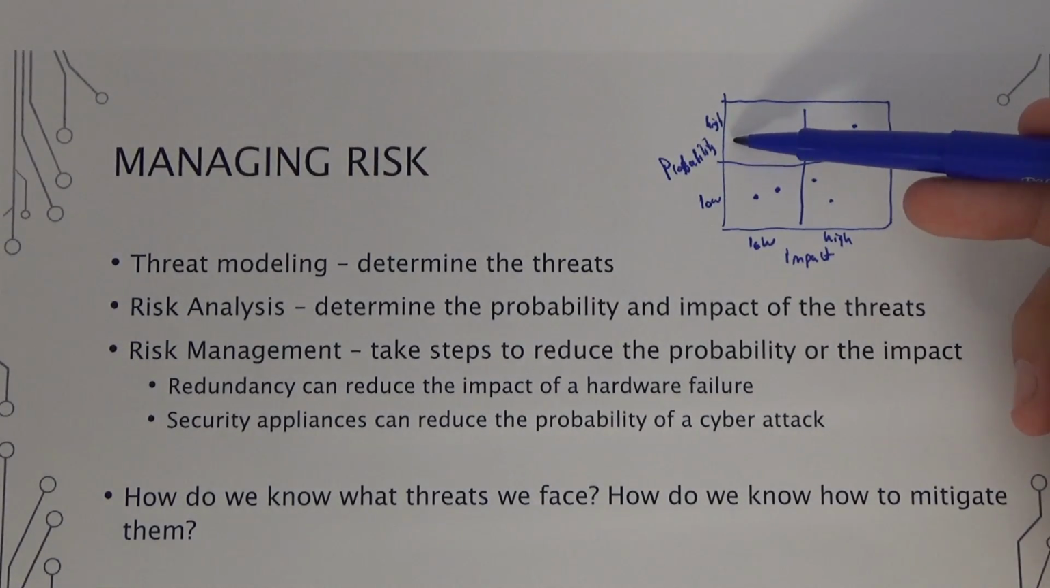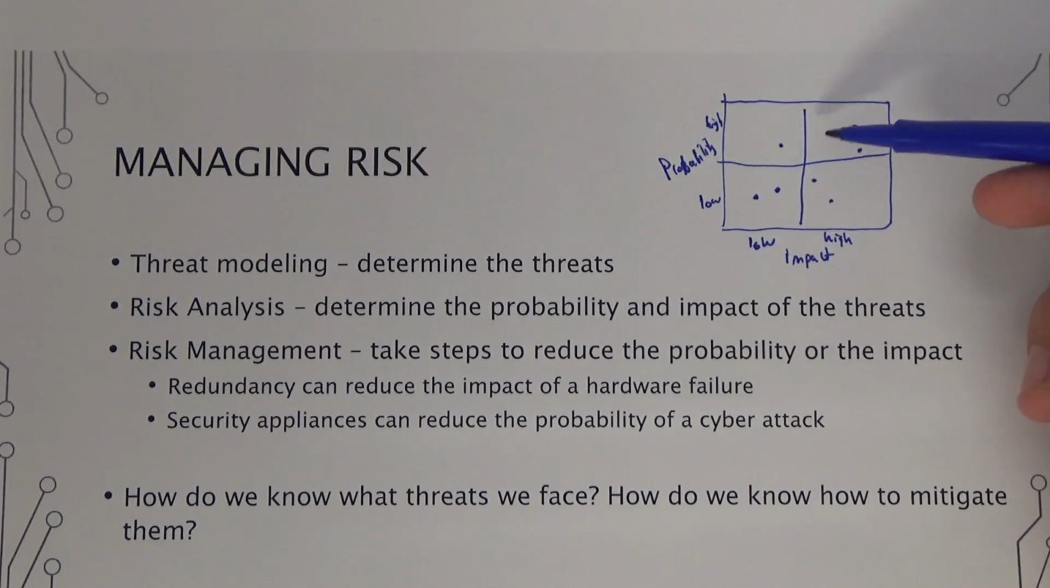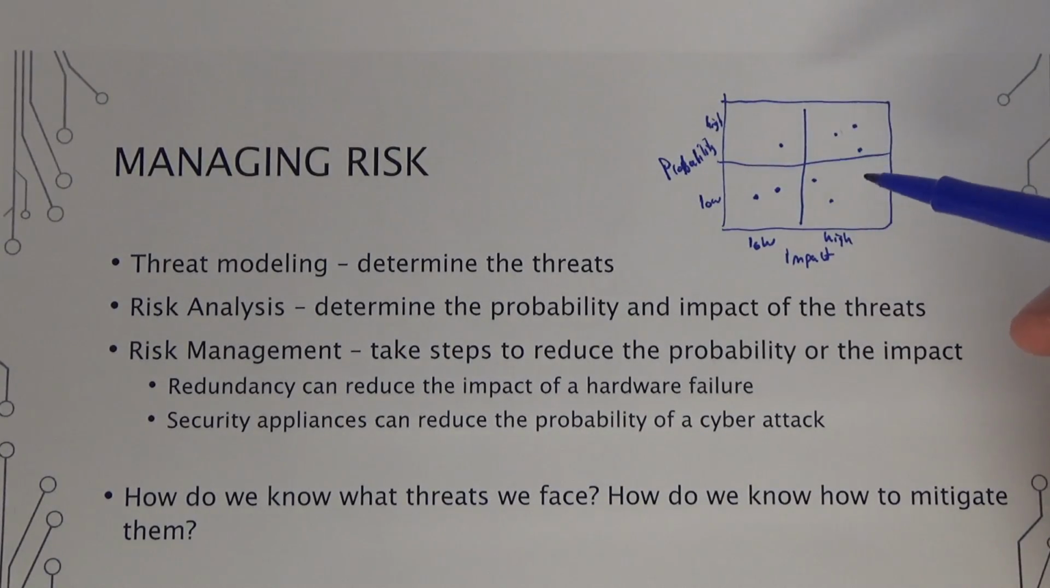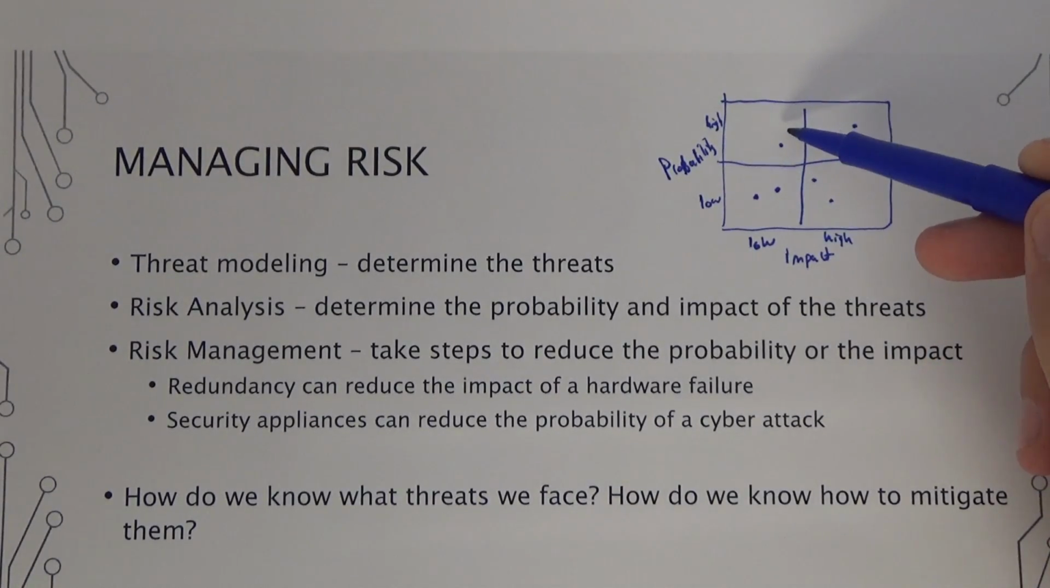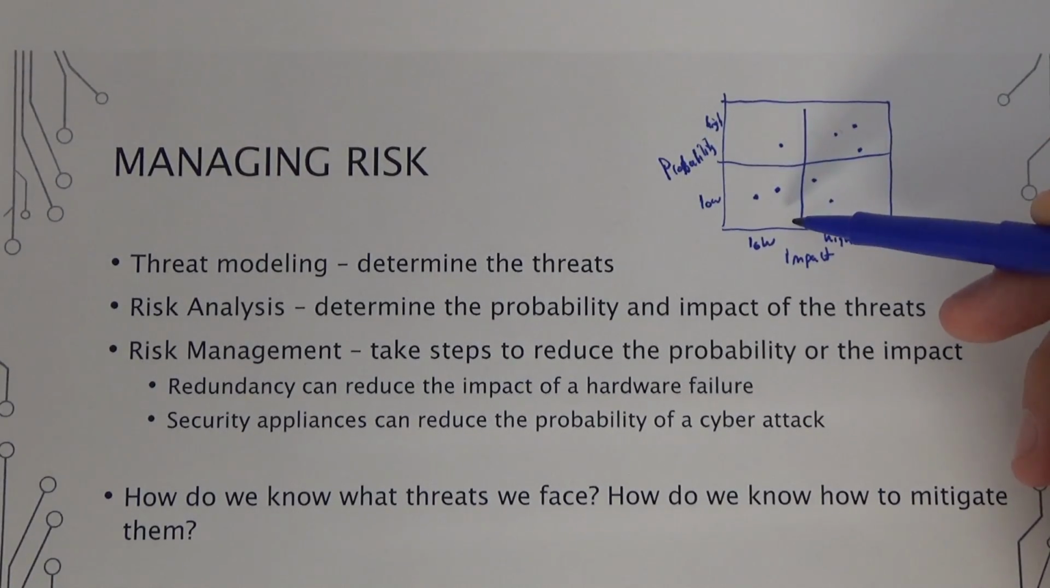If we moved our facility out of the location where lightning strikes are a high probability, we might also be able to move it down to a low probability. So in that way, we've taken a threat, which was a high impact, high probability, added redundancy or moved physical locations, and moved it down into a low impact, low probability. Security appliances are another way to reduce the probability of certain events, such as cyber attacks. By adding those particular security appliances, we may be able to move more of these threats down into the low probability boxes.